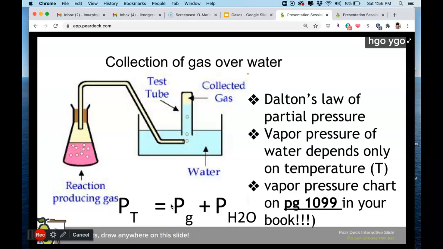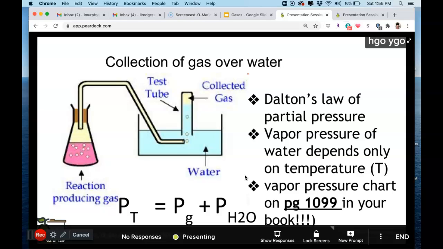All right, so that's it for stoichiometry. So I'm going to introduce you to this first concept of collecting gas over water. For some reason, this can be confusing to kids, so I'm going to do my best to explain it before we end. So here's the thing.